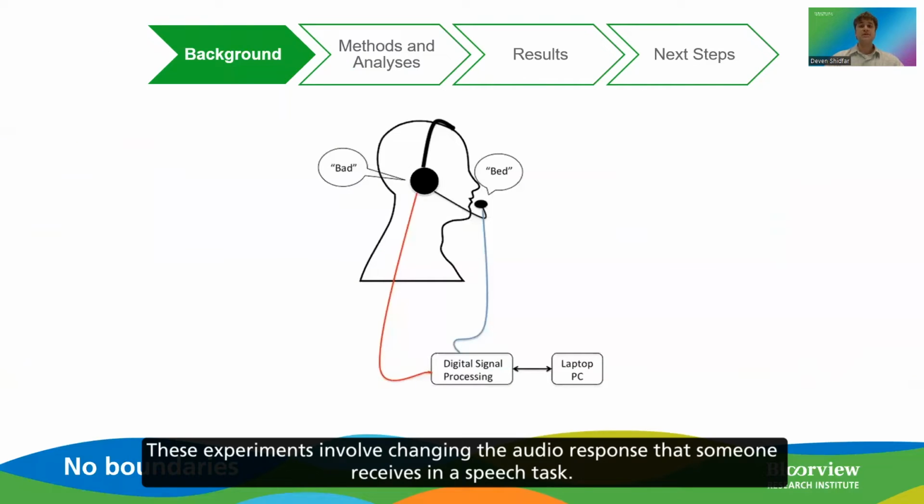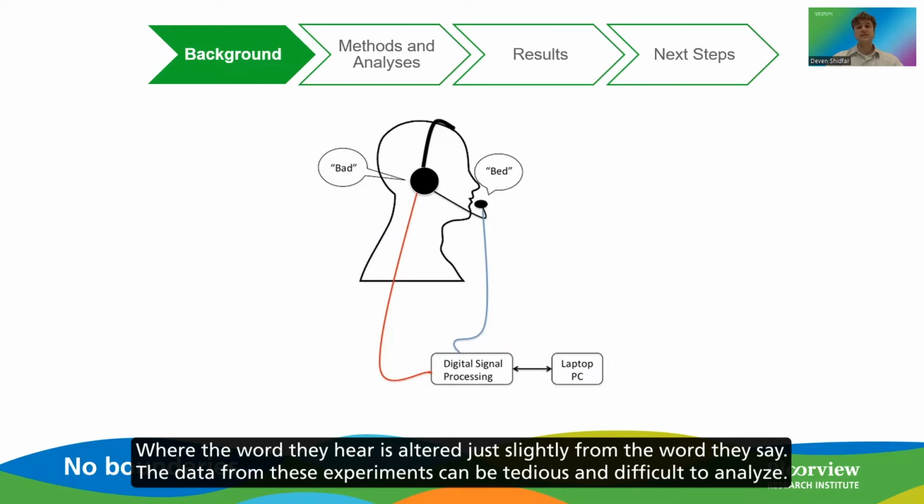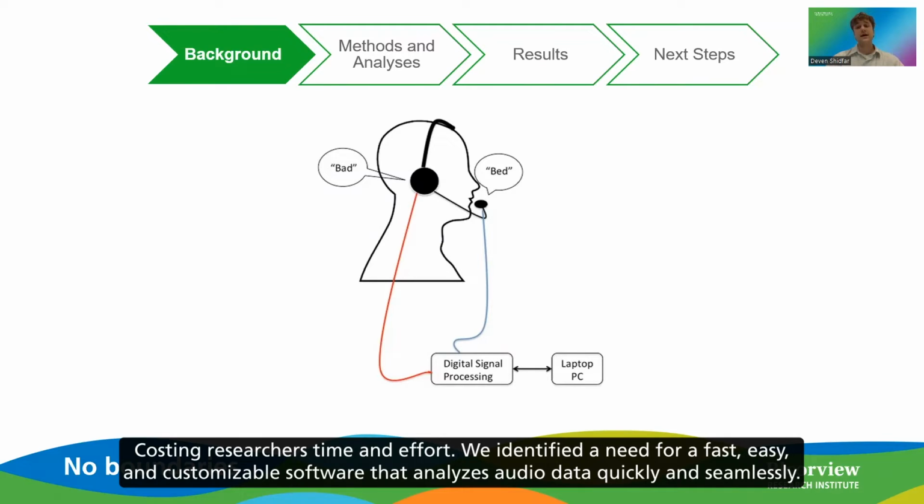These experiments involve changing the audio responses someone receives in a speech task. For example, if a participant says bed, the word they may hear in a noise-canceling headphone could be the word bad, where the word they hear is altered just slightly from the word they say. The data from these experiments can be tedious and difficult to analyze, costing researchers time and effort.